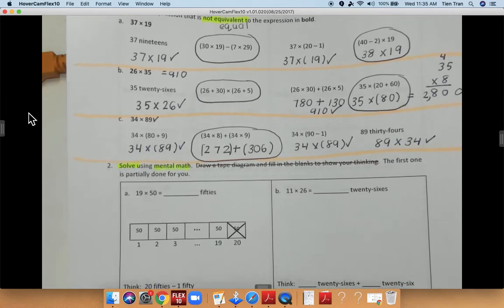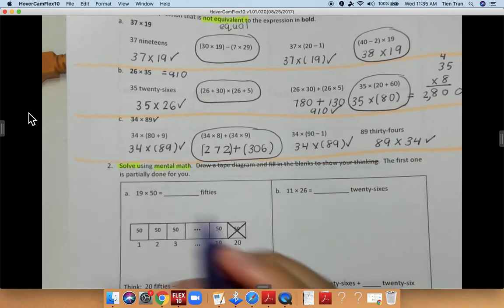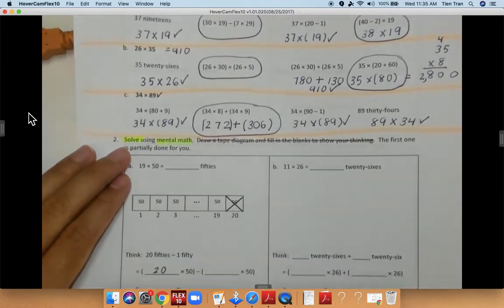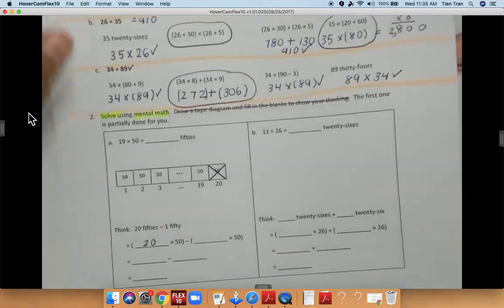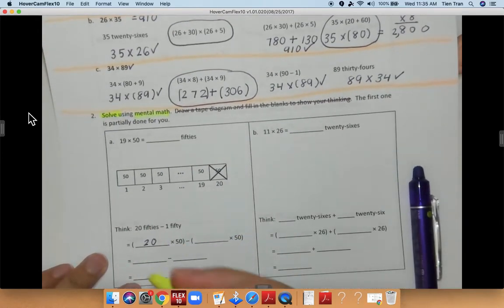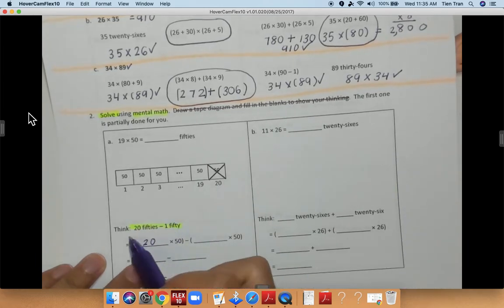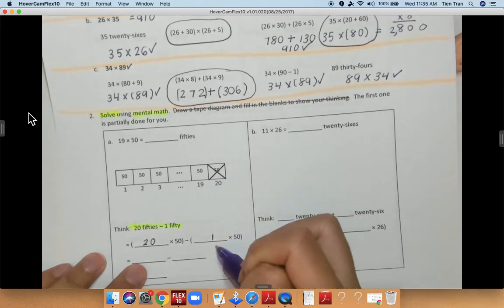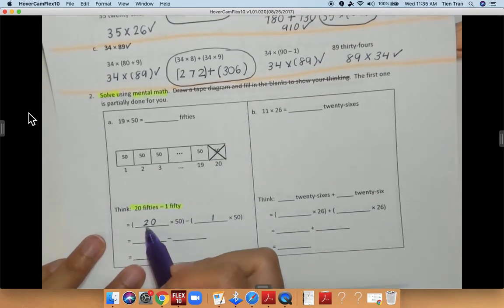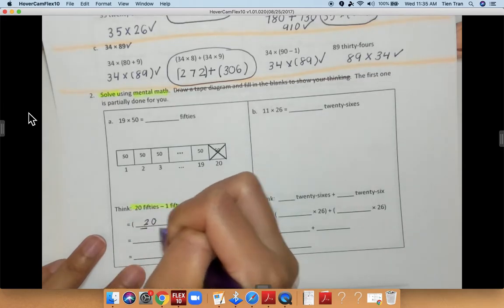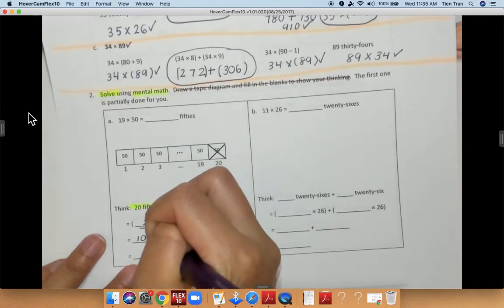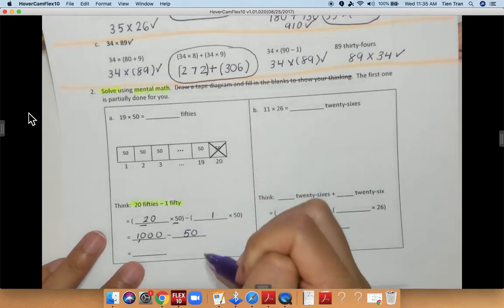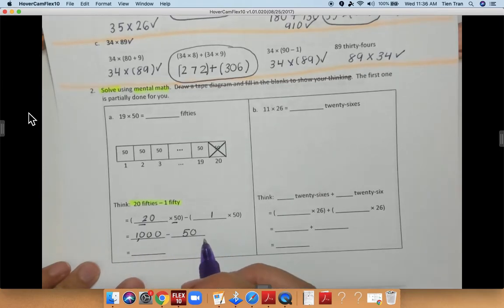So right here, they asked me to think 20 50s minus 1 50. So I'm multiplying 20 times 50. Oh, you guys can't even see that. Let me move that a little bit. And it says right here, think 20 50s minus 1 50. So 20 50s means that I'm multiplying 20 times 50, and 1 50 means that I'm multiplying 1 times 50. Okay, now I'm going to multiply. 2 times 5 is equal to 10, and I'm adding my 2 zeros at the end, and that gives me 1,000. 1 times 50 is equal to 50, and they want me to subtract 1,000 minus 50.